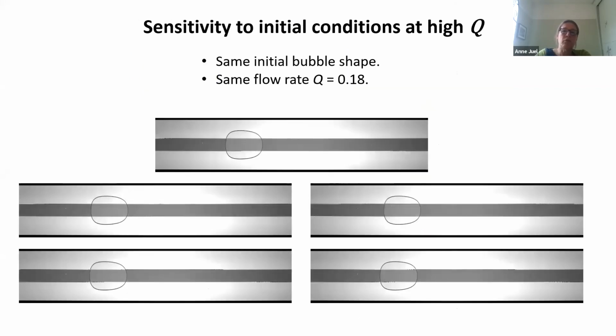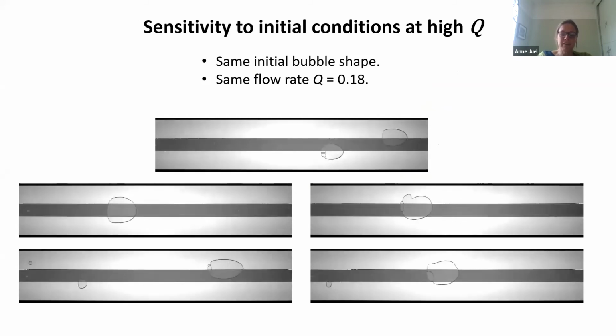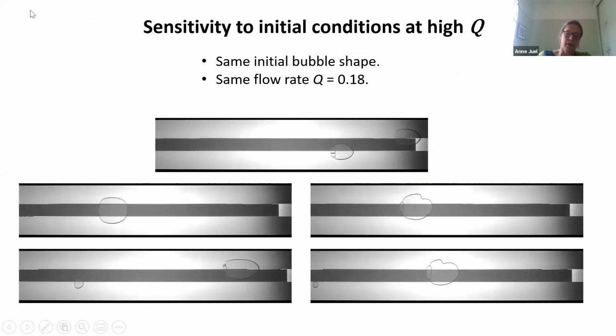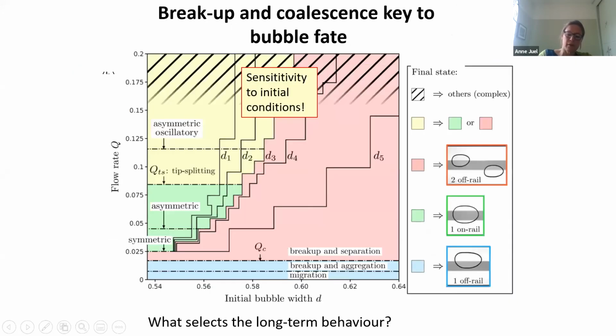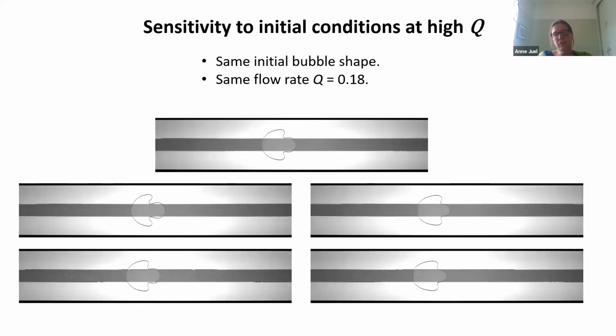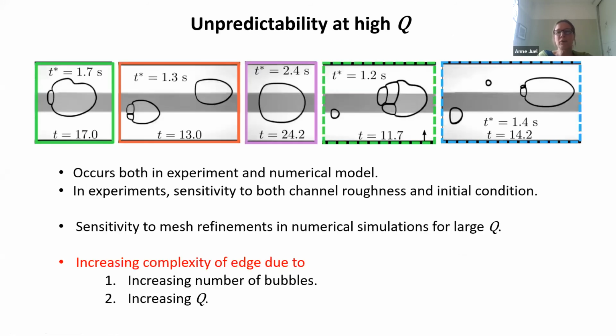I can show you some movies of this in the experiment. What you're looking at here is 5 repetitions of exactly the same experiment. 5 repetitions, exactly the same experiment, same initial bubble shape, same flow rate. And you end up with totally different evolutions. And if you look at the final products, you have 5 totally different final products.